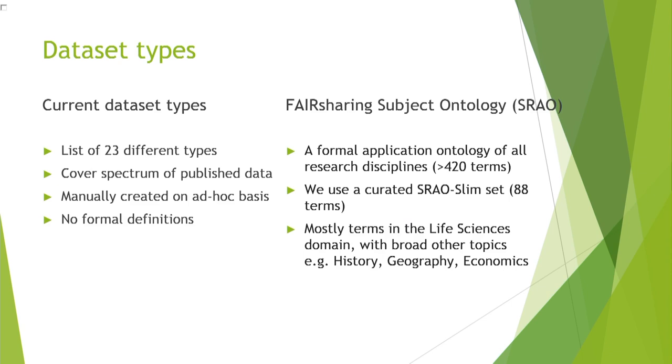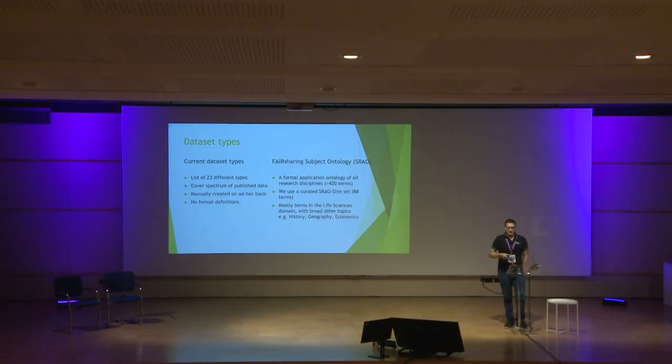What we want to do is move towards using the FAIRsharing subject ontology, SRAO. But because that's over 400 terms, it would be too many for us to use, and it covers a much broader subject area than we're interested in. So we've created a slim of those, and over the next few months, we intend to map all of our terms to those terms and then start using the SRAO terms moving forward. In fact, the GigaByte journal already uses those terms as subjects within the journal itself, so we're partway to doing that already.